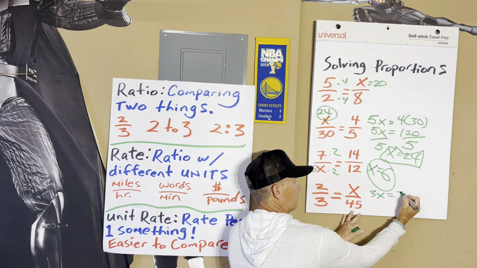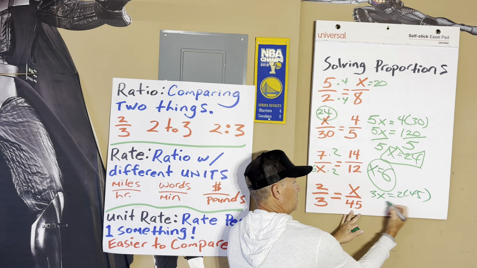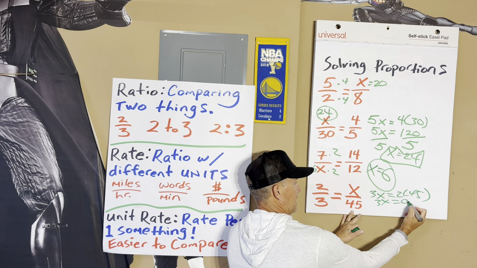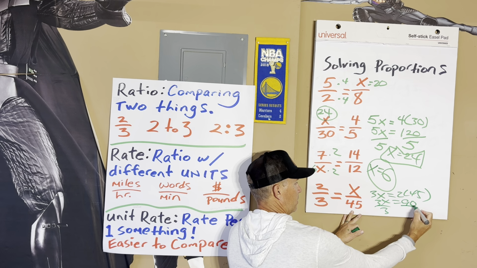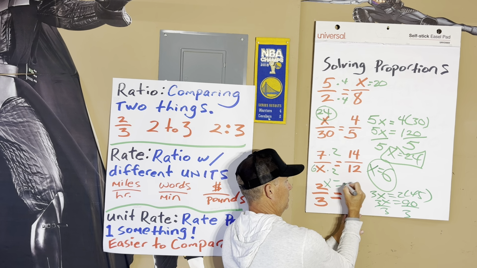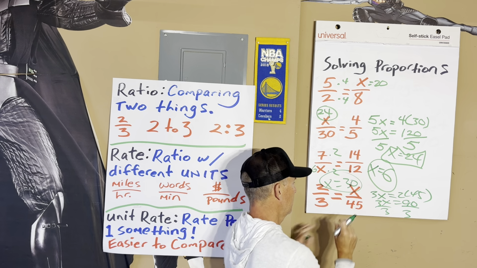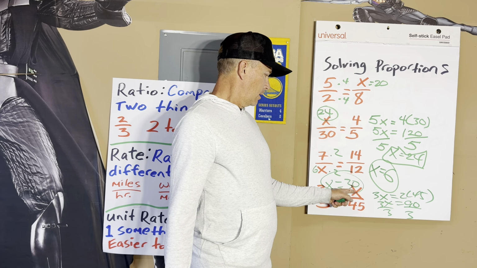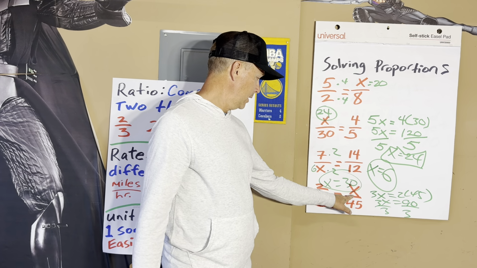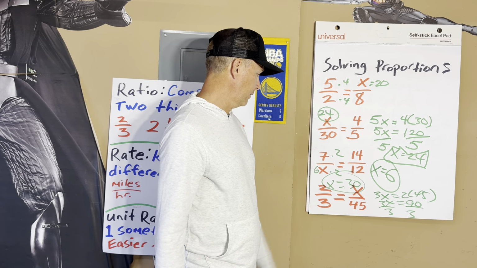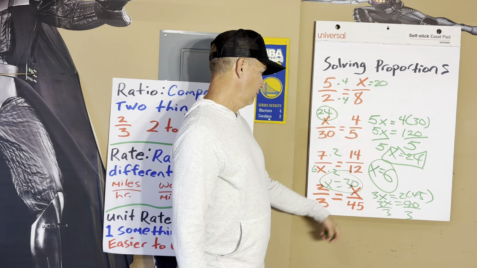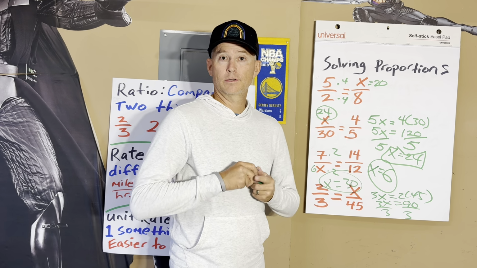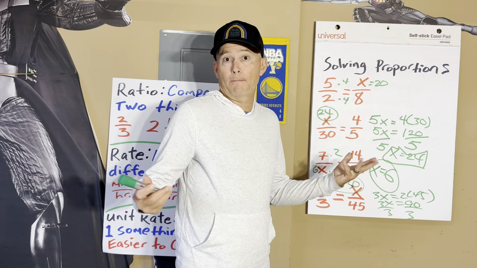This times this is written 2 times 45. 3x equals 90. Divided by 3, x equals 30. Okay? We could do cross product. 30 times 3 is 90. 2 times 45 is 90. 30 over 45 reduces to 2/3. 2/3 equals 2/3. That's the proportion.